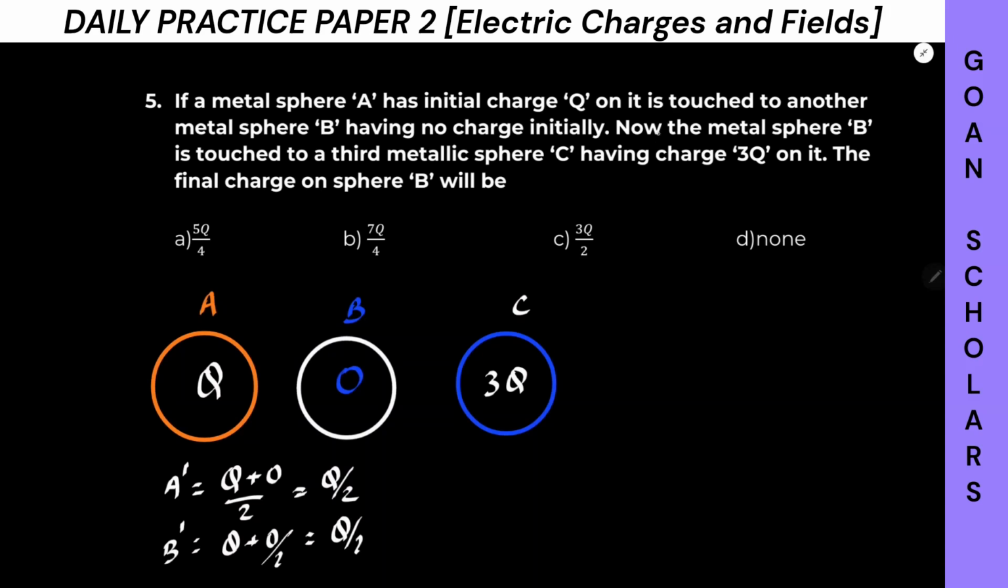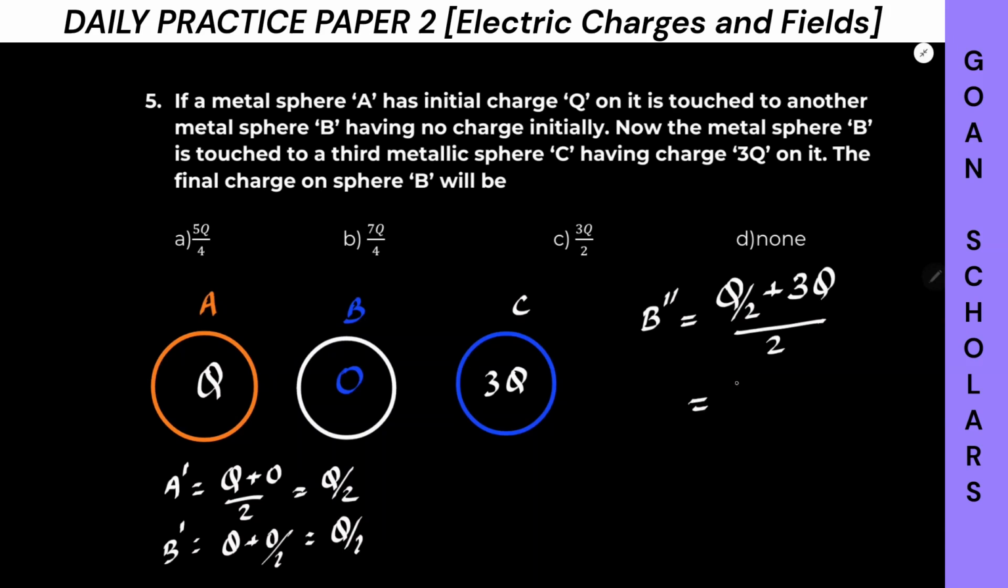Now the question says the metal sphere B is touched to a third metallic sphere C. So let's touch B with C. Once B has been touched with A, it got some charge, Q by 2. Now with that charge you are touching C. What will be the new charge on B? I'll call it B double dash. That will be the charge on B plus the charge on C, which is 3Q, whole divided by 2. We have to find the final charge on B only, though the final charge on C will be the same as B.